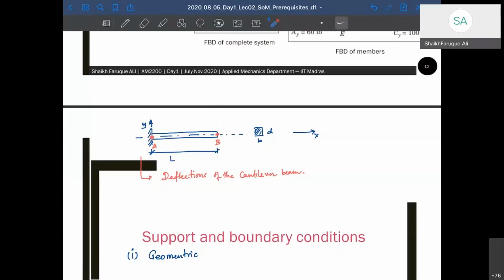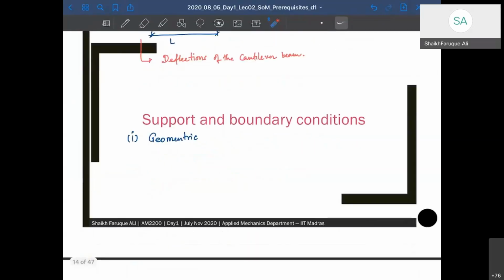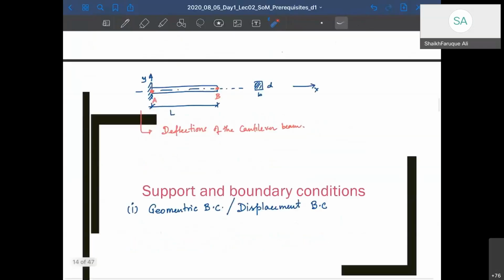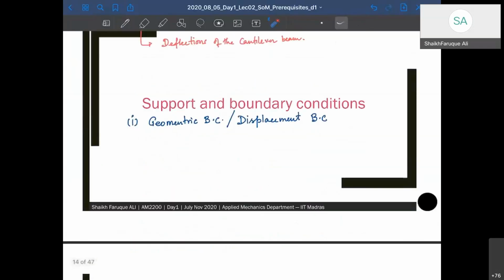Okay. So boundary conditions are of two kinds. One is the geometric boundary condition, most of the time we write boundary condition as BC. Or we call it also the displacement boundary condition. That means the boundary conditions that arise due to the geometry of the structure. When I say geometry of the structure, I mean connections. So this is the geometry of the structure. So the boundary conditions that arise due to the geometry of the structure are called geometric boundary conditions or displacement boundary conditions.